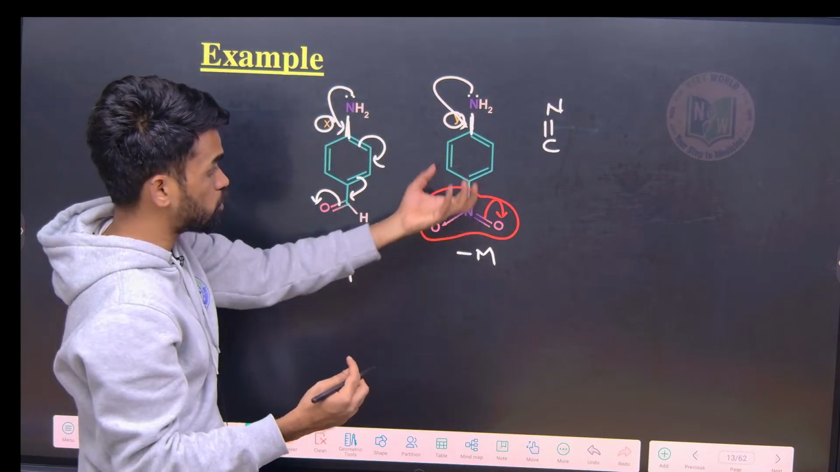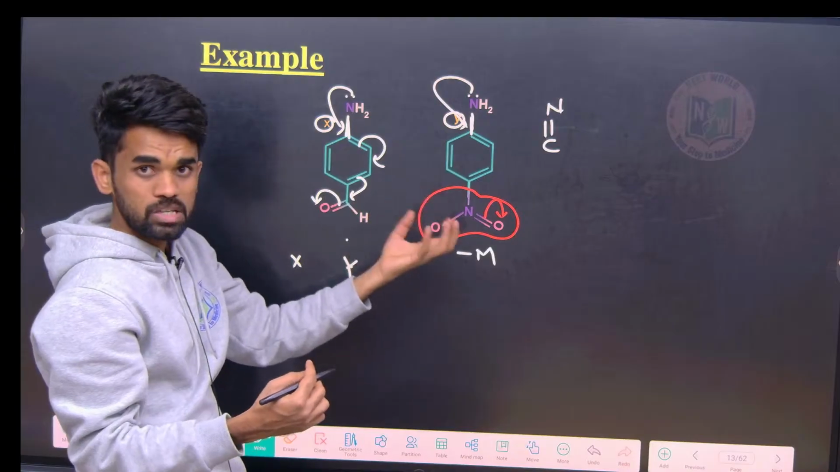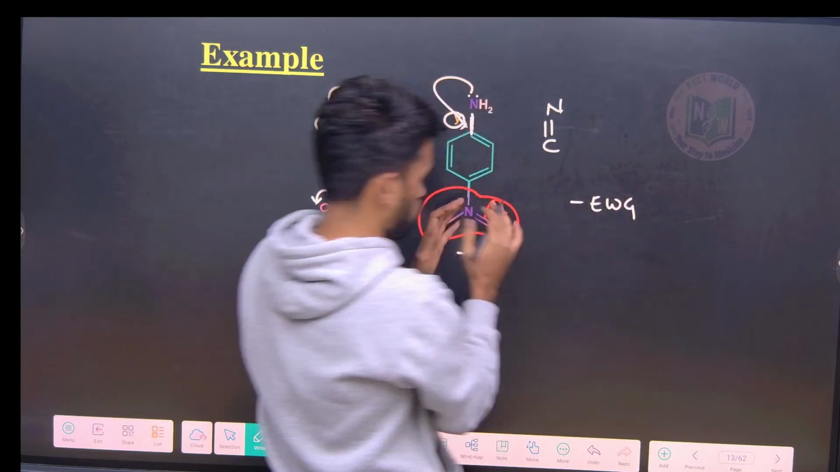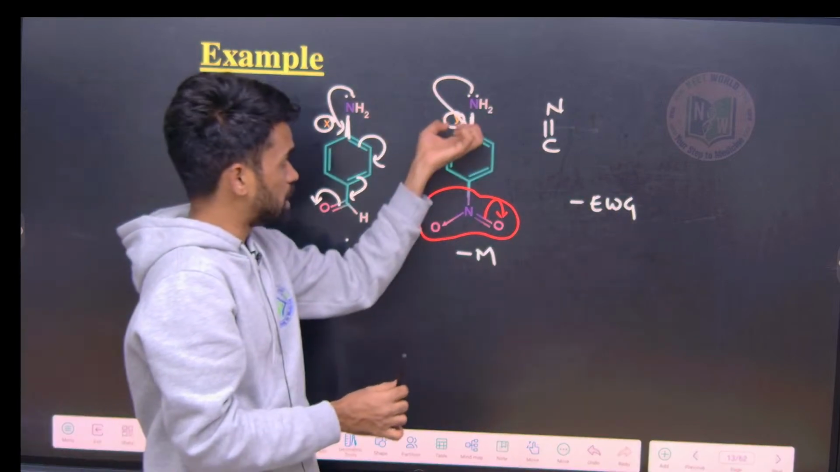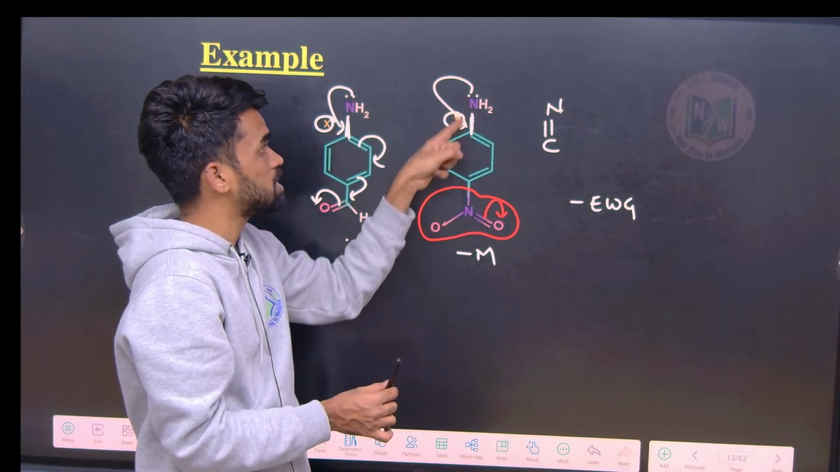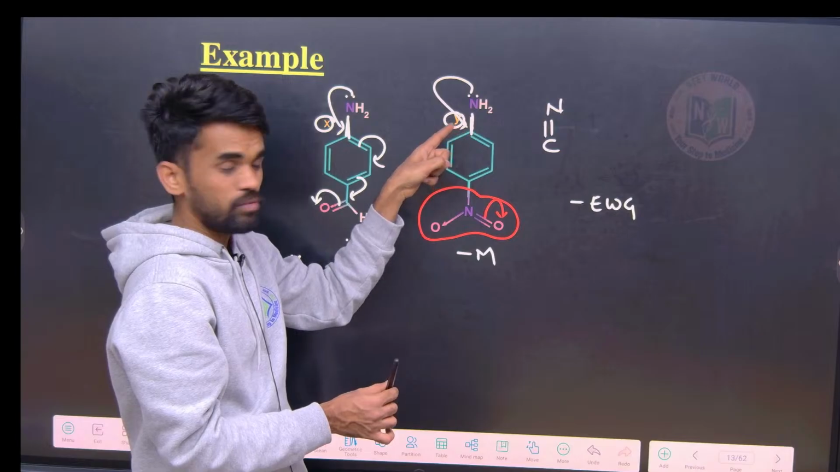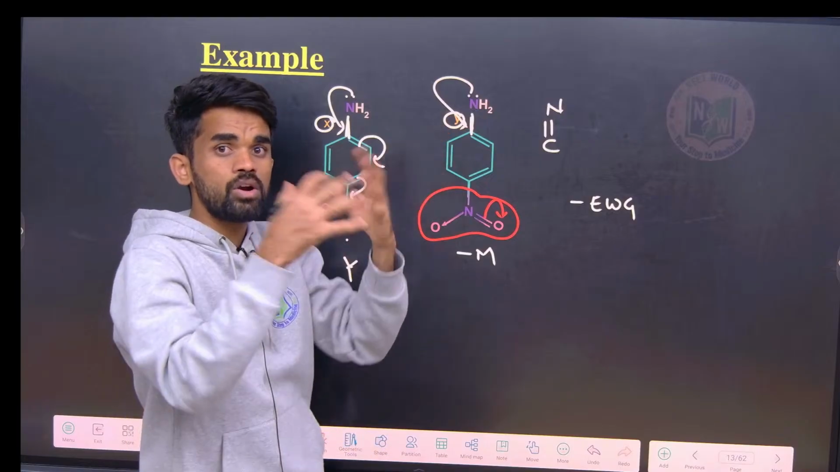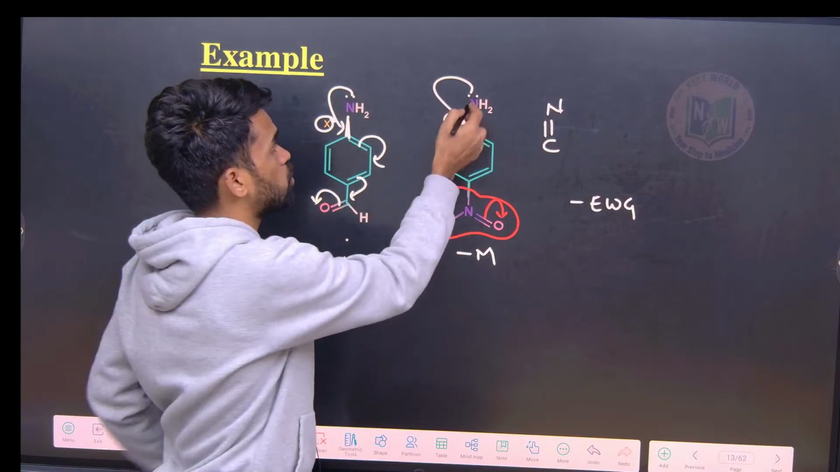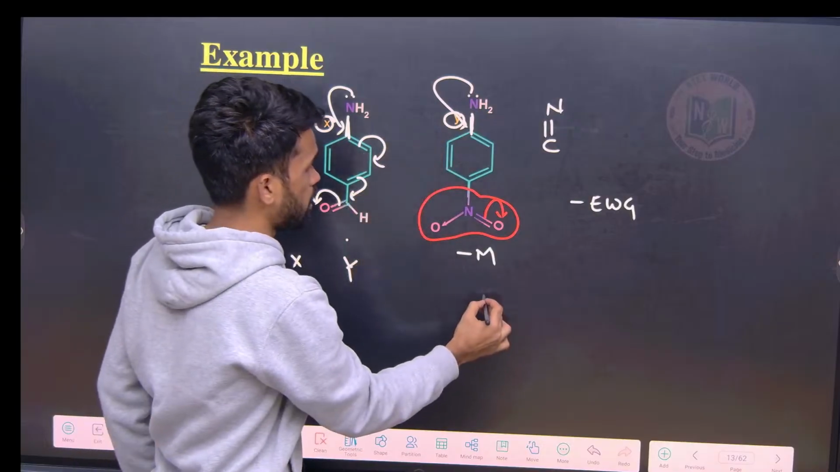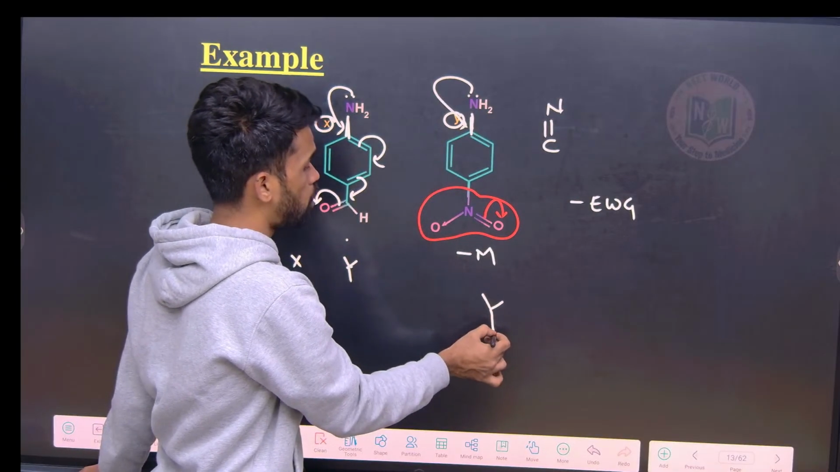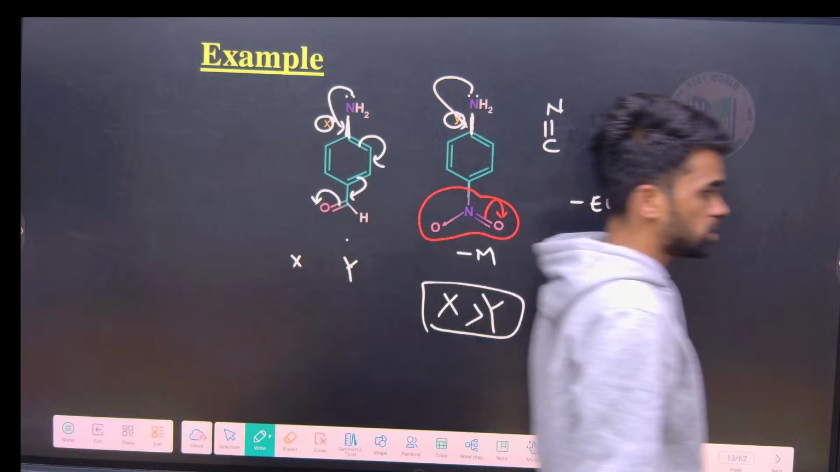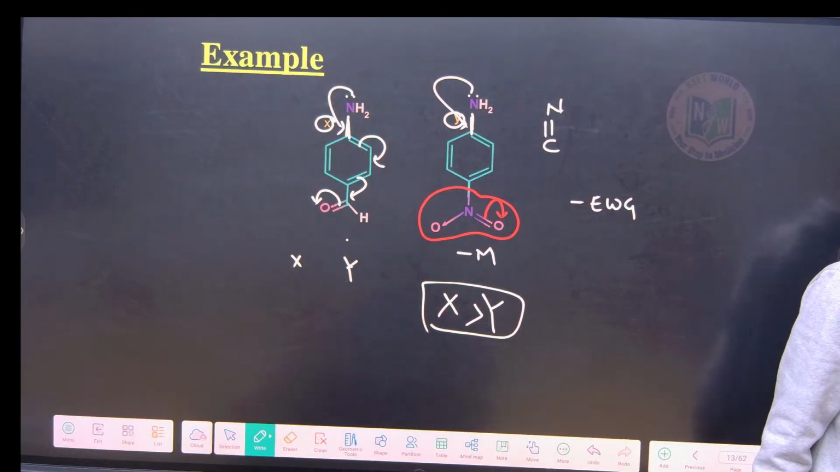Why? Because nitro group has a stronger minus M effect, showing a stronger electron withdrawing group. Which one? Nitro group. Therefore it will drag that lone pair electrons more effectively and creates a double bond here when I compare with this. Therefore here more double bond character, more bond order, less bond length. So more double bond, so less bond length. So Y is having more double bond character, so bond length will be less when I compare with X. So you can say X is greater than Y. Okay, so this is the way to answer the question. Okay, that's it.